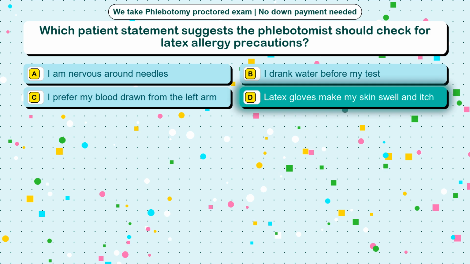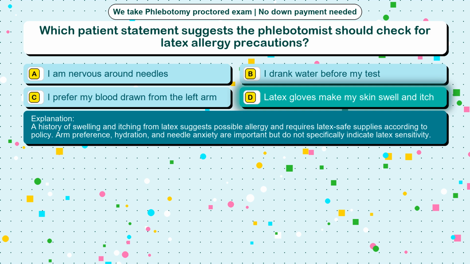The correct answer is option D. Latex gloves make my skin swell and itch. A history of swelling and itching from latex suggests possible allergy and requires latex-safe supplies according to policy. Arm preference, hydration, and needle anxiety are important but do not specifically indicate latex sensitivity.